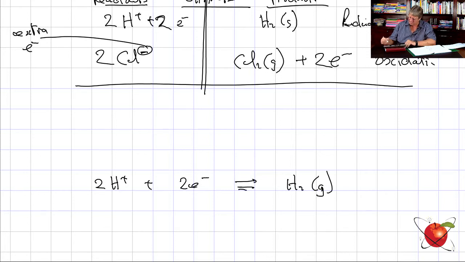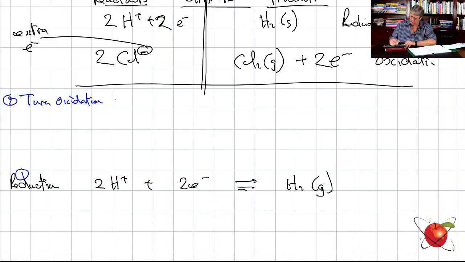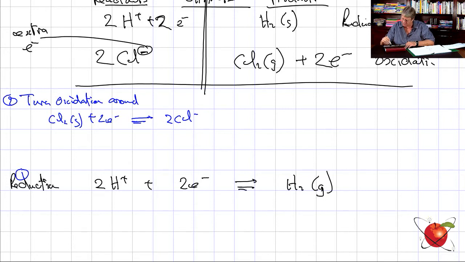Now, we say, okay, that is now our reduction. I take the oxidation reaction, I turn it round. I'm going to do that in blue. Step 1 was that one. Step 2 was turn the oxidation around. And it becomes Cl2 gas plus 2 electrons going to 2Cl minus. And then I say, okay, this is my above, which is my go, spontaneous, exo.